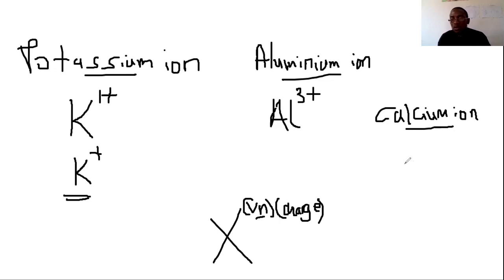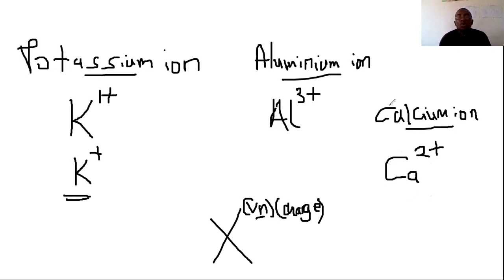Calcium ion: when you go on the periodic table, the atomic symbol for calcium is capital C, small letter a. In which group? It's coming from group 2. What is the valence number? For group 2, it's 2. Is it on the metal side or the non-metal side? It's on the metal side, therefore it carries a positive charge.